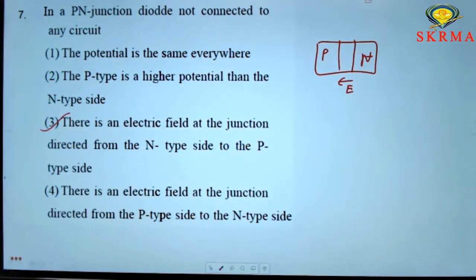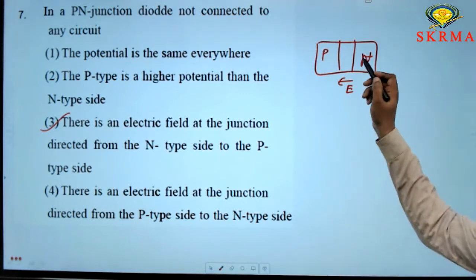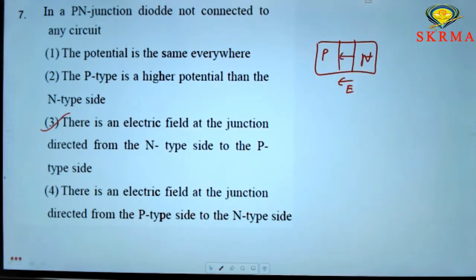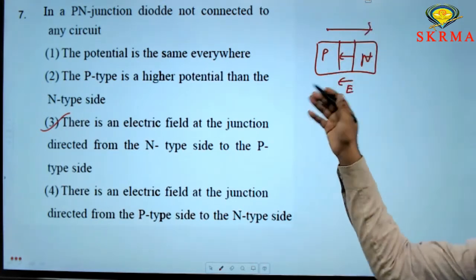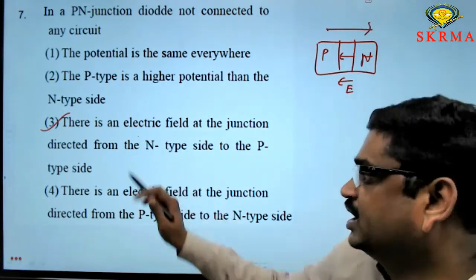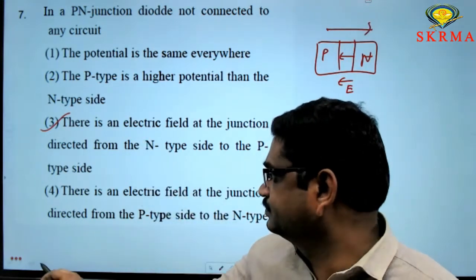So within the barrier, the electric field is opposite to the original direction, that is, directed from the negative side to the positive side. That is possible only within the barrier. Outside of the barrier, it is from positive to negative only. So you have to select the third option as the correct one.